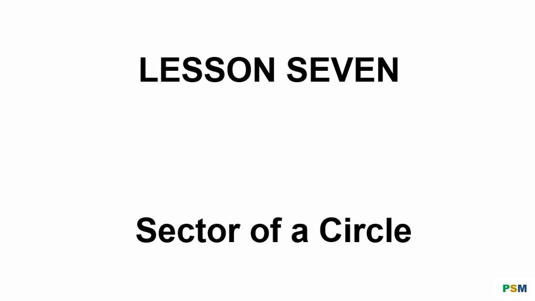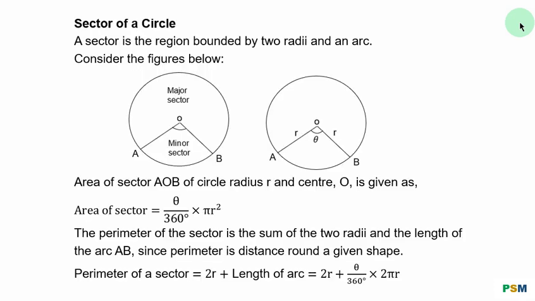Lesson 7, Sector of a circle. A sector is the region bounded by two radii and an arc. Consider the figures below. You have the first figure, OA, OB are radii. From A to B is an arc.